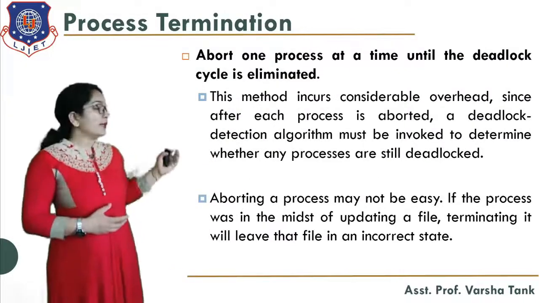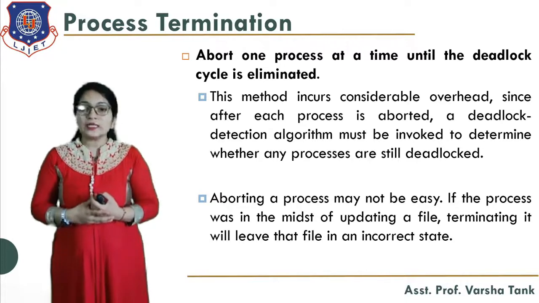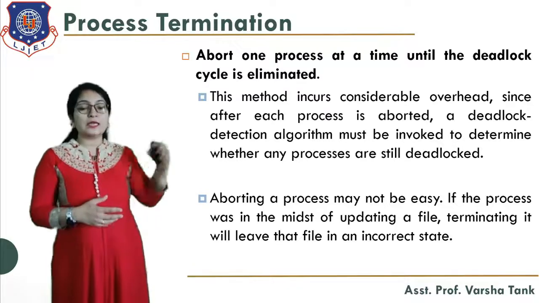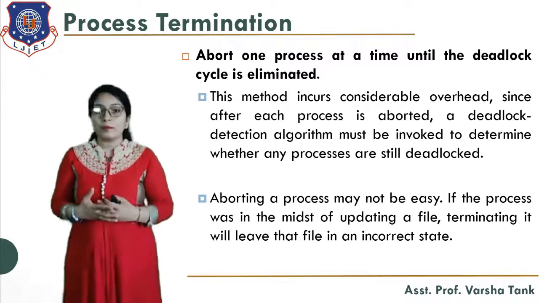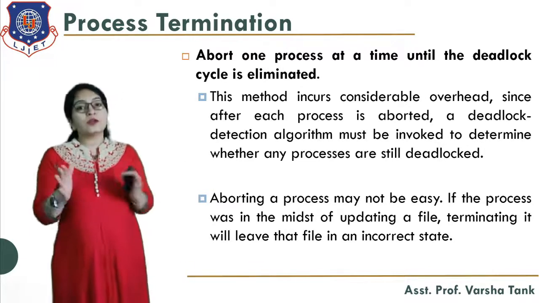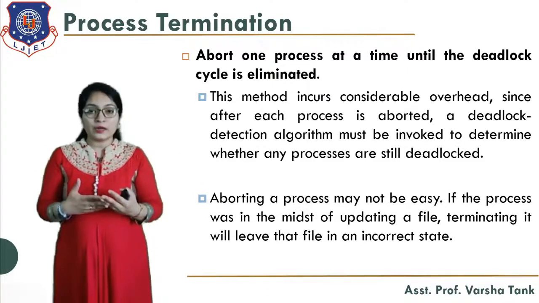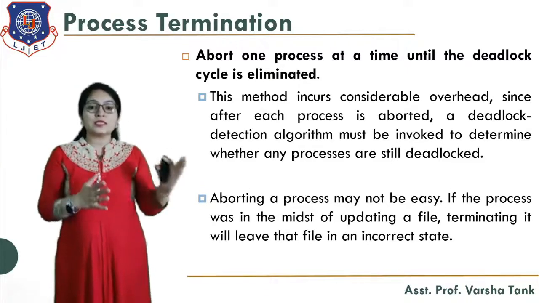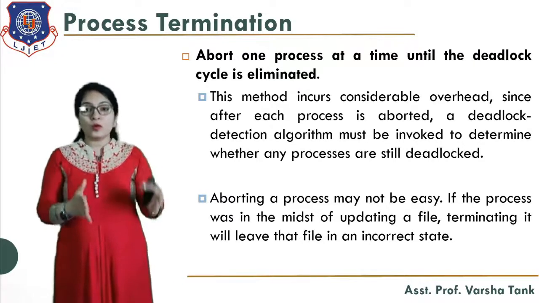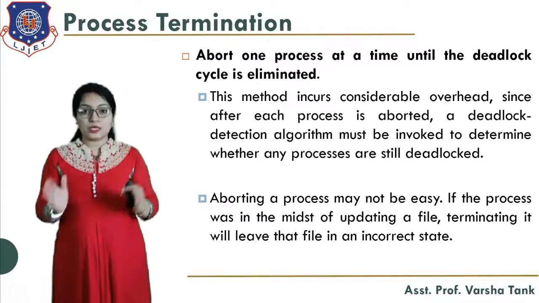And the second method is to abort one process at a time until the deadlock cycle is eliminated. In the last scenario we aborted all the processes; in this scenario we abort the processes one by one. This method incurs considerable overhead, since after each process is aborted, a deadlock detection algorithm must be invoked to determine whether any process is still in the deadlock state or not. So every time we have to check. After aborting one process, we have to check whether there is any deadlock. Again, after aborting one process, we have to check whether there is any deadlock.